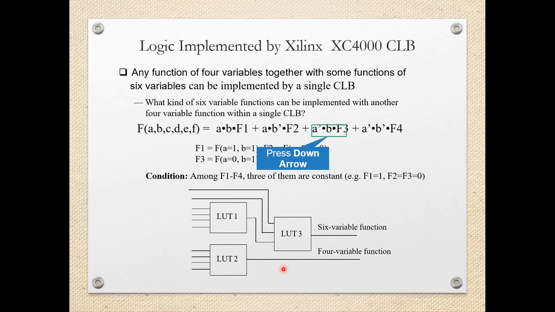If it is a 6 variable function, then A, B can be applied here, and C, D, E, F can be applied over here. So a 6 variable function can be implemented with the help of LUT1 and 3, and one separate 4 variable function can be implemented with the help of lookup table 2.